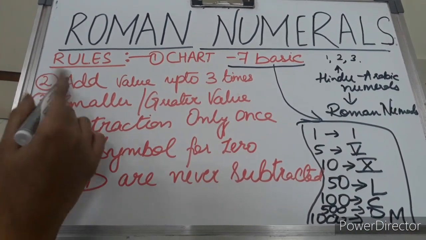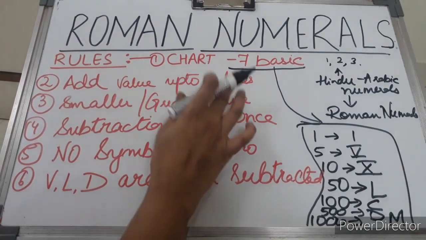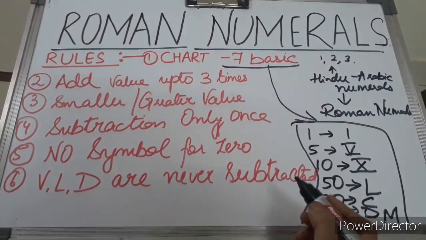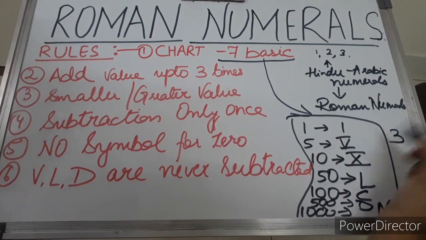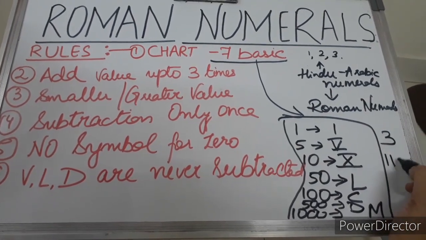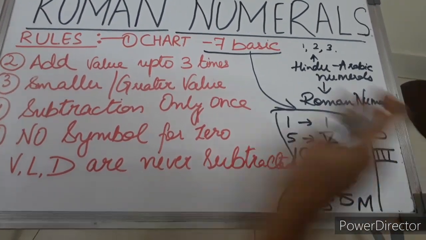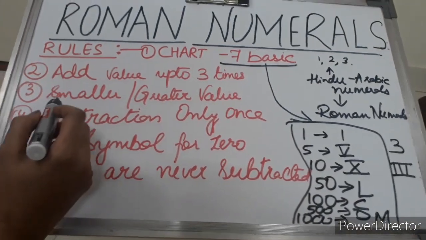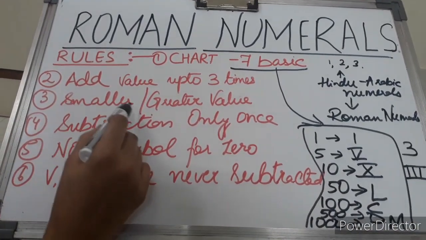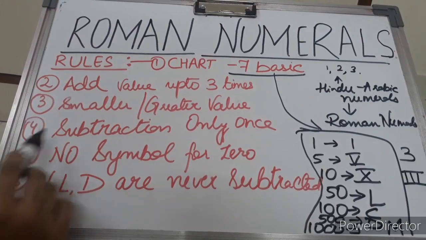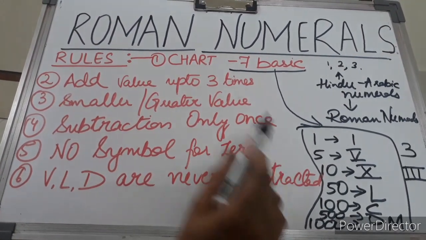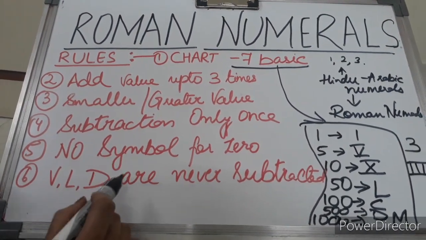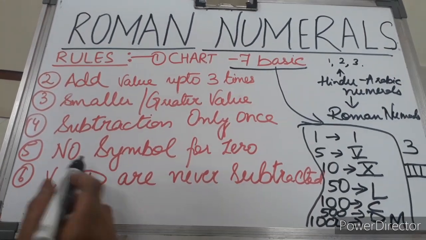So the next rule is what? Add value up to 3 times. When we write the number 3, what do we have to do? We have to write I, I, I. So 3 times we have to add the value. This we will see later in brief in the description. Then smaller or greater value. Fourth is subtraction only once. Only once we have to do subtraction. I will explain to you later.